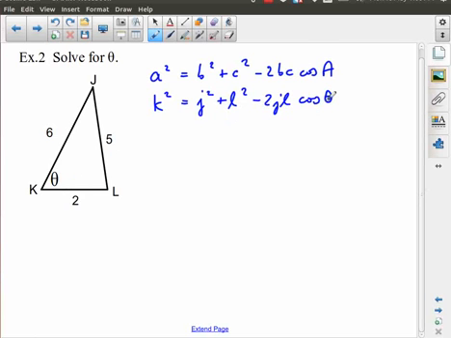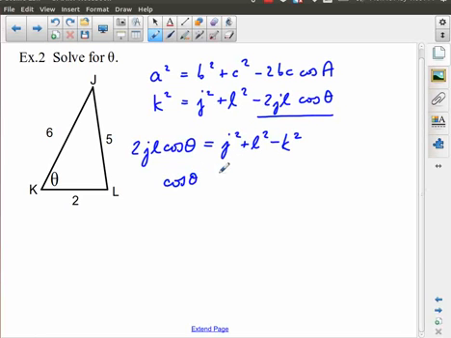Now I bring this term over to the left side, so I get 2jl cosine theta is equal to j squared plus l squared minus k squared. Of course, if you have the formula given to you, then you just go ahead and use that. And now my last step: cosine theta is equal to j squared plus l squared minus k squared over 2jl.